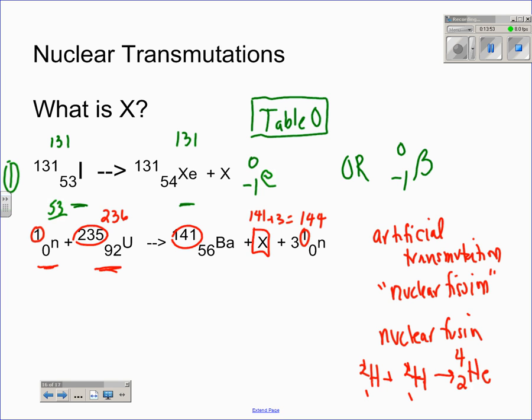And we realize that the masses on the product side have to equal the reactant side. So we have to subtract 144 from 236 to get 92, and that's going to be the mass of this new particle, 92. Okay, then we have to look at the charge. So we have a charge of 0 on the neutron and 92 protons, or positive charge, on uranium.